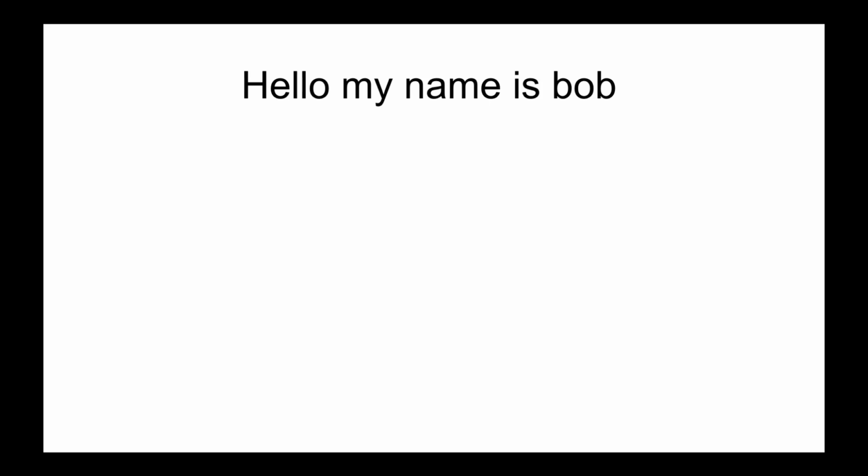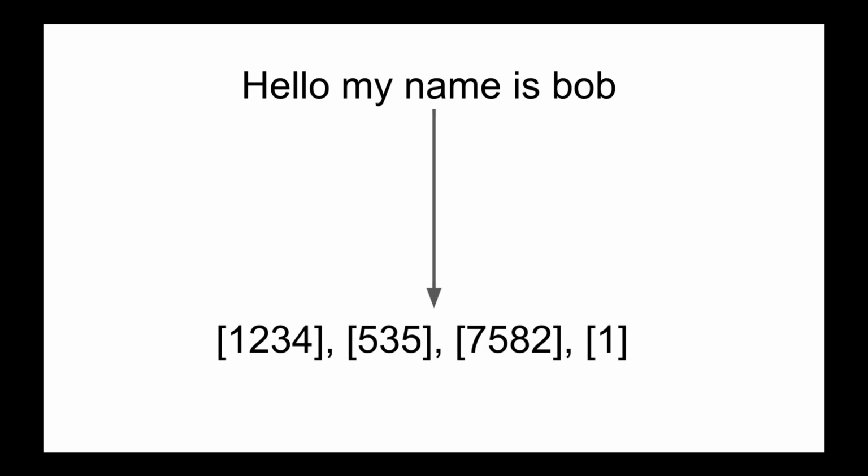Let's try and put these words into how the SEQ2SEQ training model would take in the values. First, it would take hello as 1, 2, 3, 4, my as 3, 5, name as 7, 5, 8, 2, so on and so on.